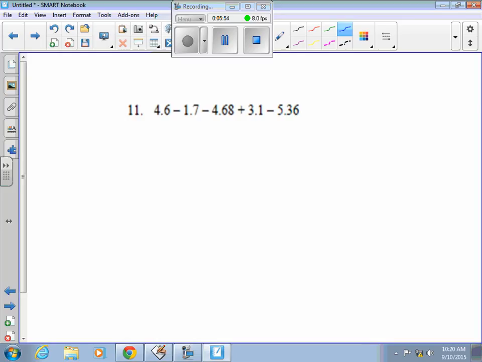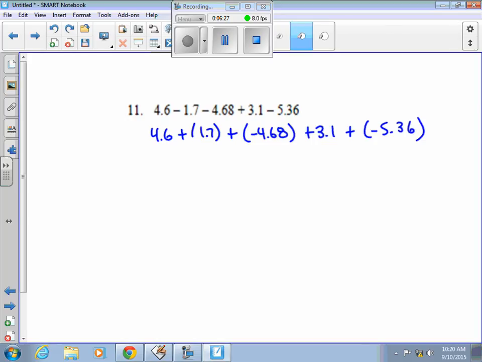4.6 minus 1.7 minus 4.68 plus 3.1 minus 5.36. Again, add the opposites. 4.6 plus a negative 1.7 plus a negative 4.68 plus 3.1. We don't change that one because it's already addition. Plus a negative 5.36. Again, the reason we're doing that is to where we can follow all of the same rules with addition and subtraction. Plus, this was supposed to say a negative 1.7.